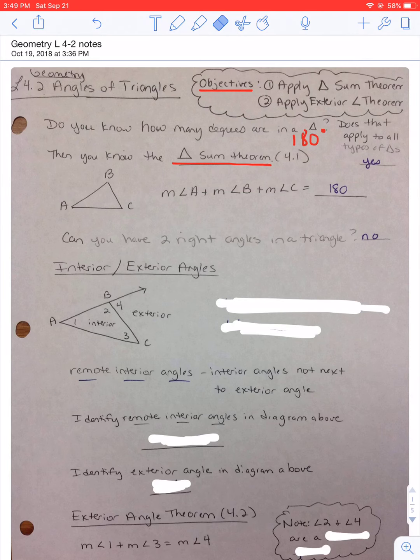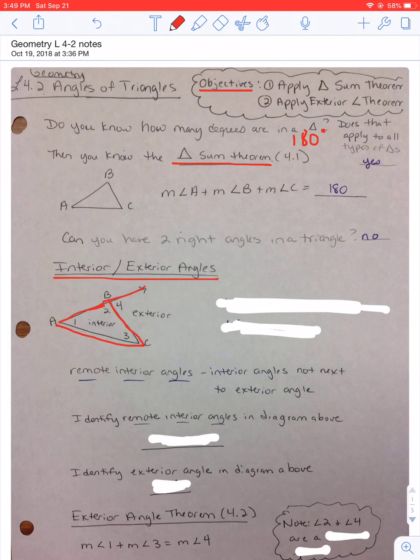Okay, so as I mentioned, we're focusing on the angles, and words you may not have heard too much yet are interior and exterior. So basically, in this picture here, under the interior, exterior angles portion, you're going to see that angles 1, 2, and 3 are interior angles because they're inside the triangle, and angle 4 is outside of this triangle. So here's your triangle. Since angle 4 is outside, it's called an exterior angle.